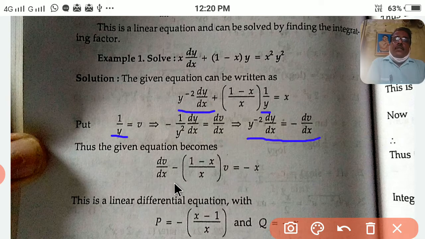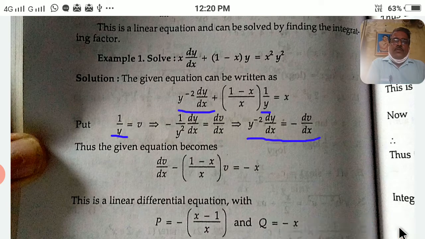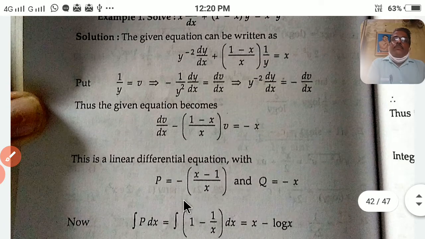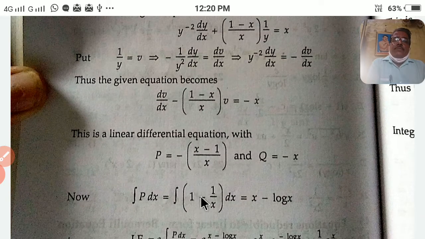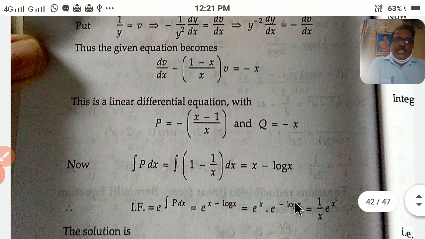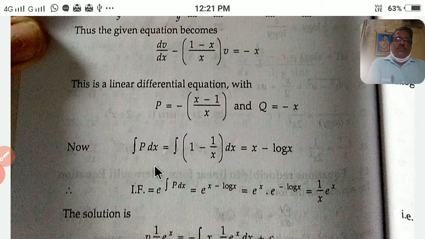So now apply the linear equation method, compare this equation with the standard equation, and you will get p is equal to minus (1 minus x) by x, and q is equal to minus x. Now integrate p dx, so integration of (1 by x minus 1), just split this, (a plus b) by c is a by c plus b by c, so 1 by x minus 1 dx. Now integration of 1 is x, minus integration of 1 by x is log x. So this is integration of p dx.